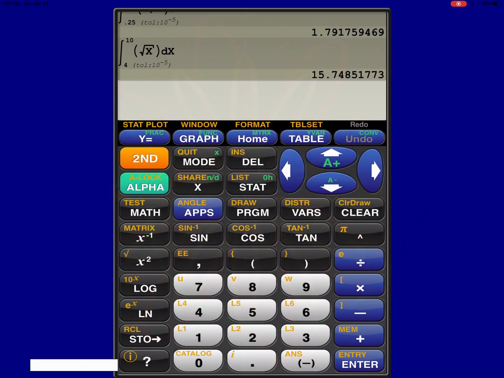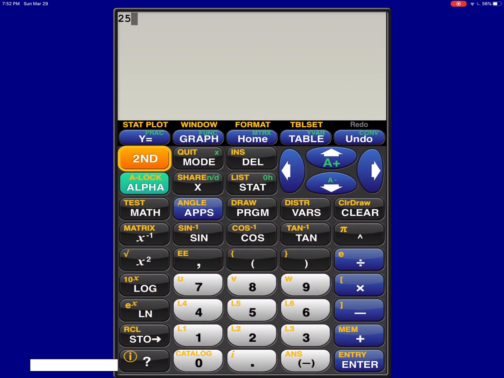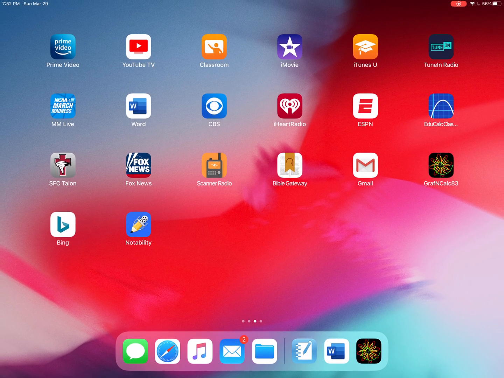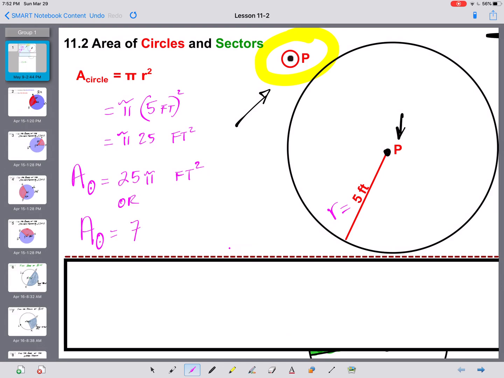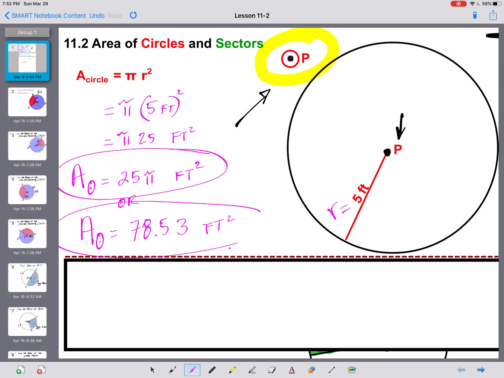Here we go. Clean this out. Okay, 25 times pi. There it is, 78.53 feet squared. Either one of those two answers is great. Notice the number is not squared. It's the units that are squared because it's area. Make sure we put some units on these. If they have units, then the answer needs to have units.